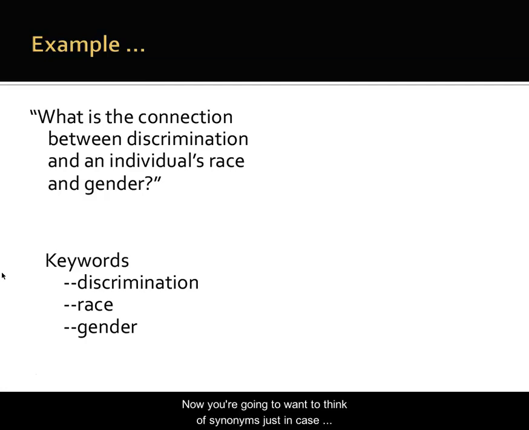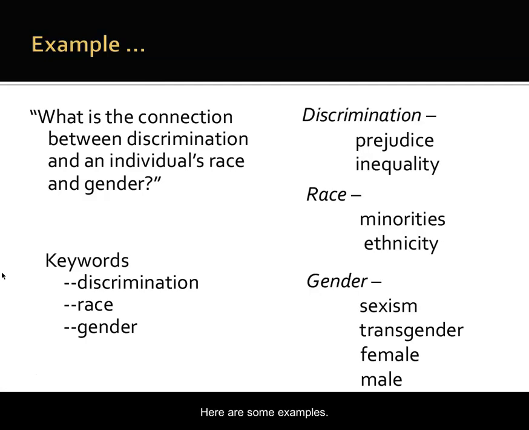Now, you're going to want to think of synonyms, just in case the authors of the sources that would be useful for you used other terms. Here are some examples. Discrimination, you could also use the terms prejudice or inequality. For race, minorities, and ethnicity. For gender, maybe you're looking for sources that would come up with the search terms sexism, transgender, female, or male.